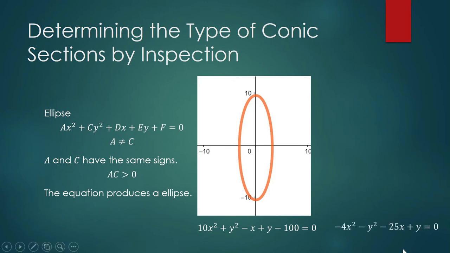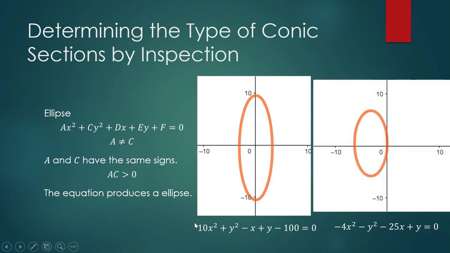How about this one? A is negative 4. C is negative 1. They are not equal. They carry the same signs. So, again, this is an ellipse.